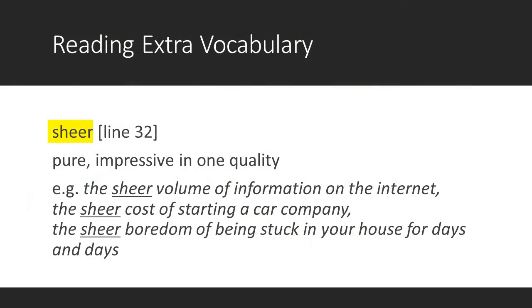Okay. The second one, the sheer cost of starting a car company. The sheer cost makes it almost impossible. Okay. And a final example, the sheer boredom of being stuck in your house for days and days. Some of you might be familiar with this feeling now as we're going through the coronavirus outbreak. You might be at home and you might be feeling some sheer boredom.